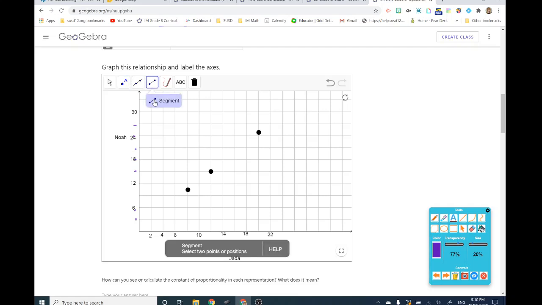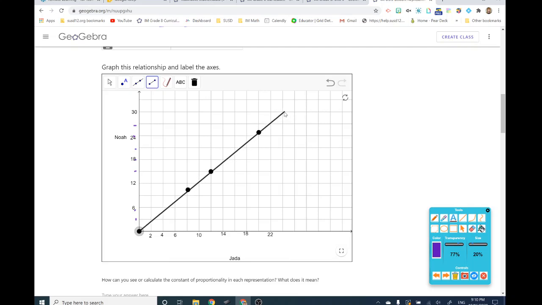If we plotted them correctly, then they will all lie on a straight line originating from the origin. The origin is 0, 0. Look at that. I did a pretty good job. They're on a straight line. If there were points off of the line, then you made a mistake. So go back and check it if yours do not line up.